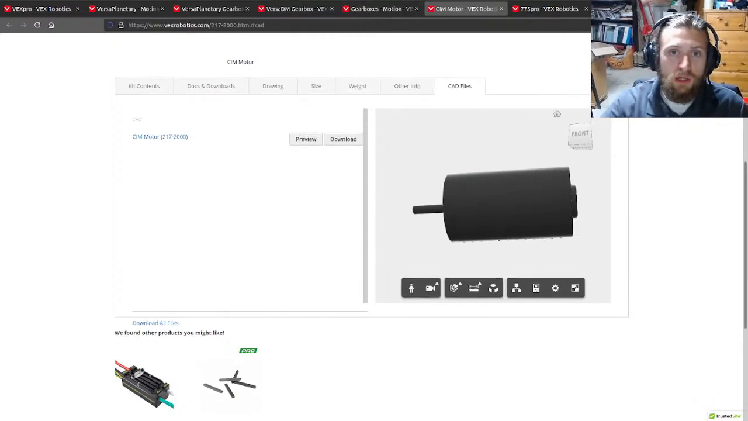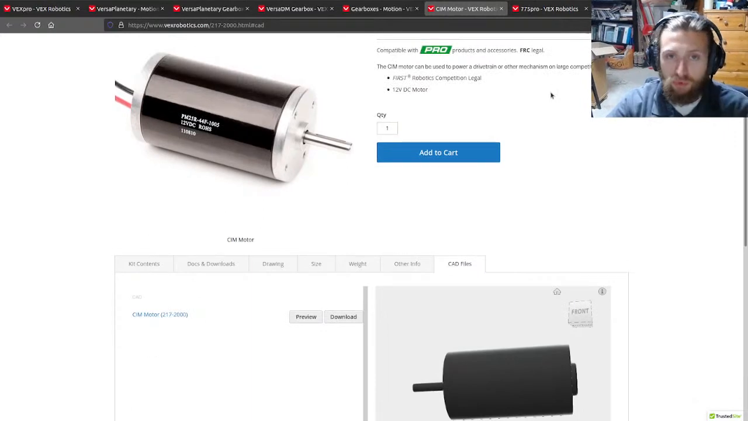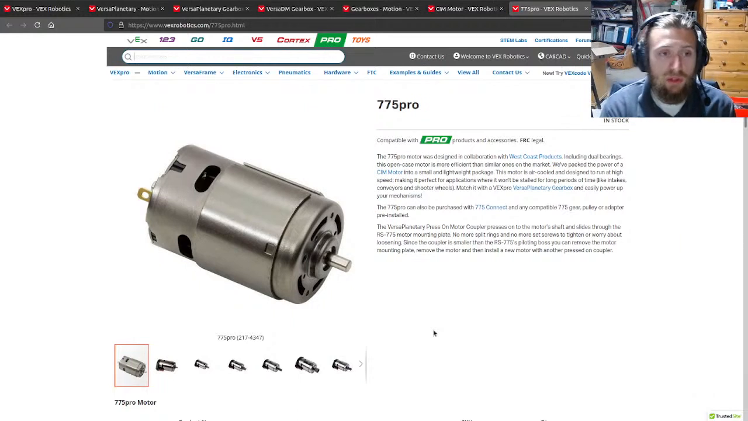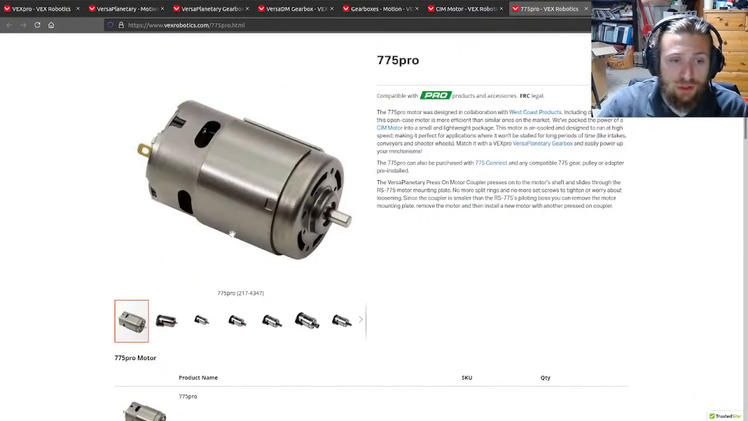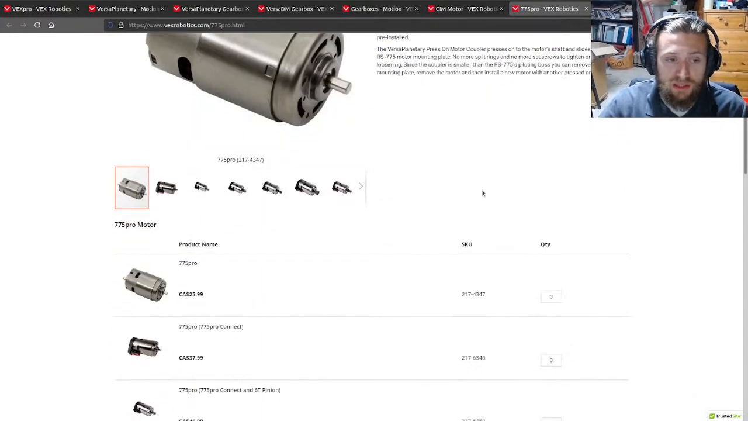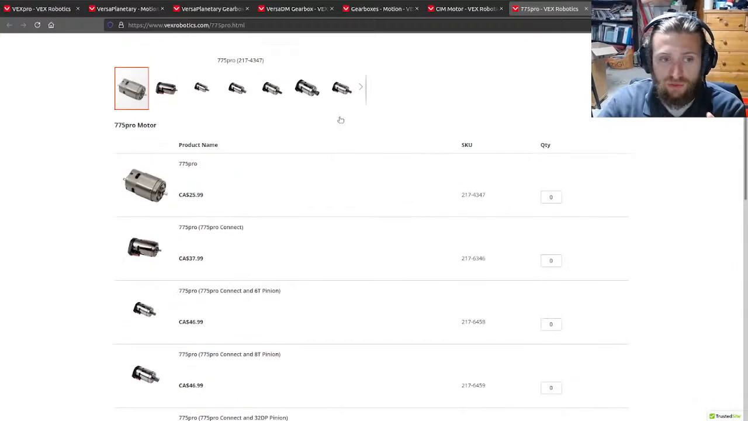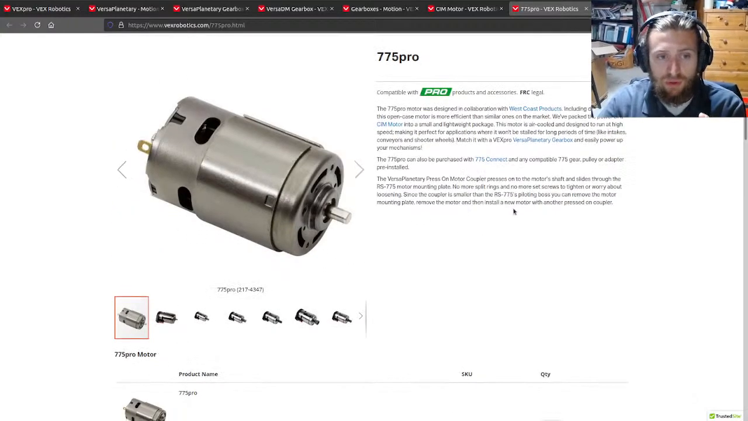Now, another brushed DC motor that we have available to us is the 775 Pro. We actually use this one a lot more. We've used this one on our rover quite a bit. We've used this one in the designs for our arms. We've used this in other projects. It's a very versatile motor. Overall, it's actually a stronger motor than the sim motor. It's much smaller, so this motor in total is probably about 4 inches from tail to tip.